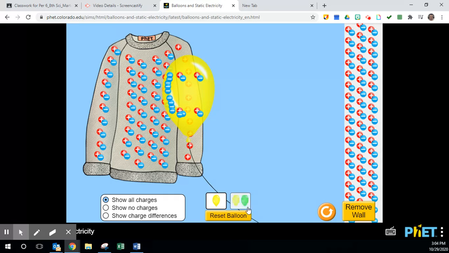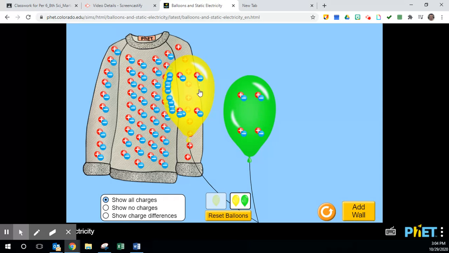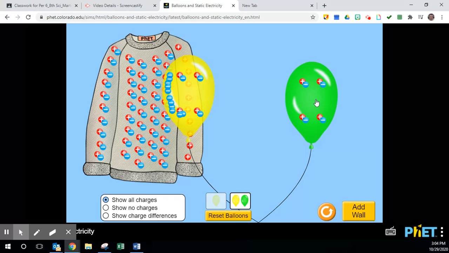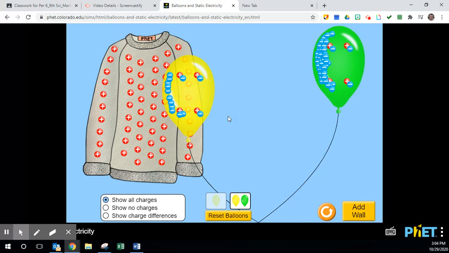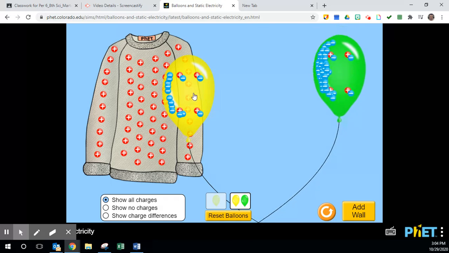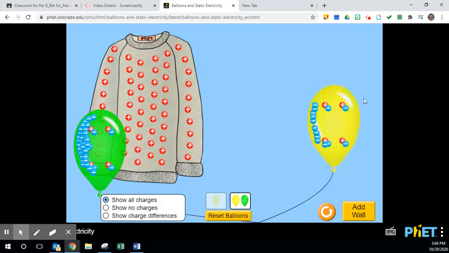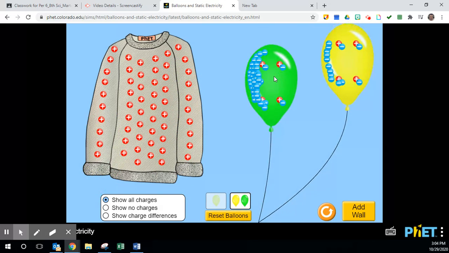Okay, perfect. So let me go ahead and add a second balloon. And I'm going to go ahead and remove my wall. So we saw that the yellow balloon was attracted to the sweater, positive was attracted to negative. I'm going to go ahead and charge the green balloon as well. I'm going to pick up some electrons from the sweater. And we should be able to predict what's going to happen when I put the yellow balloon next to the green one.